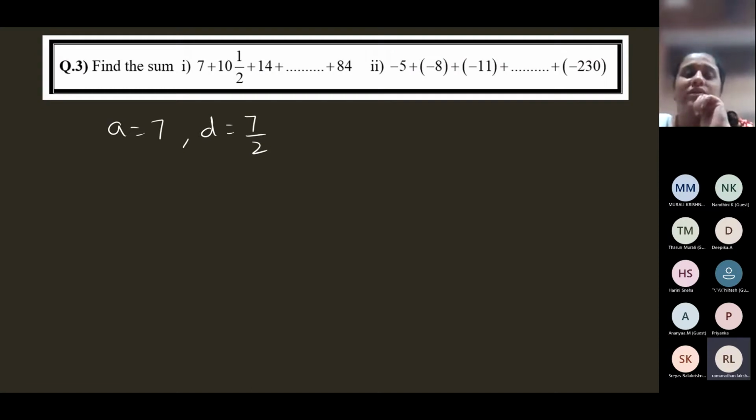You have to have the value of N, otherwise you can't work. You need to know the values of A, N, and D. A we have, D we have. What is N? So you should find N.